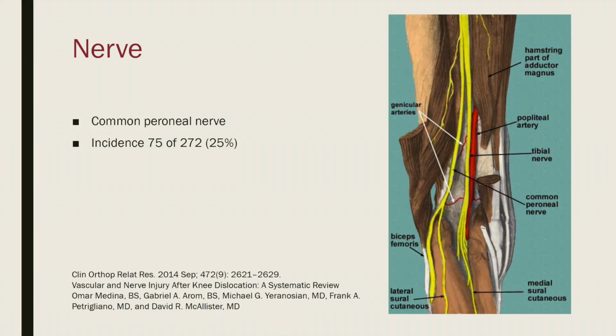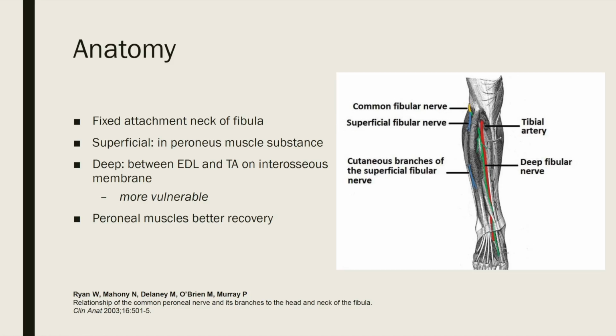Moving on to the nerve, so we're talking about the common peroneal nerve. Again, in that same meta-analysis, a high incidence of 25%. The anatomy being that it's fixed around the neck of the fibula, and especially the deep branch is stuck as it goes between the extensor digitorum longus and the tibialis anterior against the interosseous membrane, and it's prone to injury there. So we've seen that peroneal muscles overall have a better recovery because the superficial nerve that supplies the peroneal muscles is a bit better protected in the substance of the muscle.